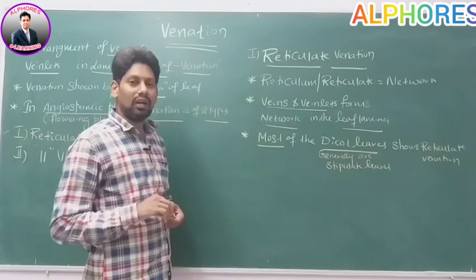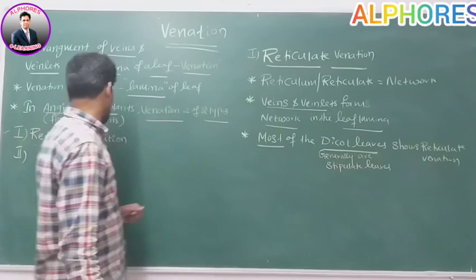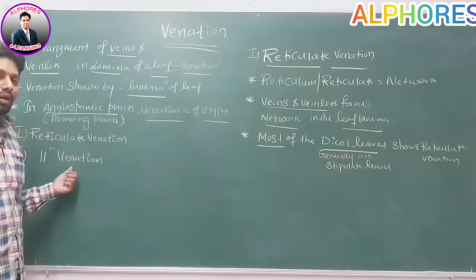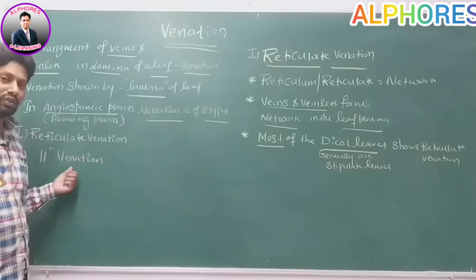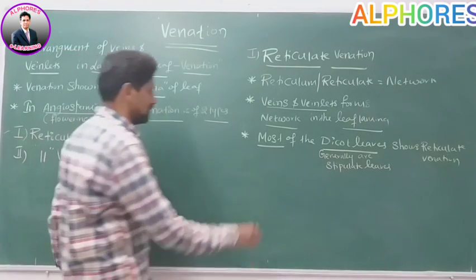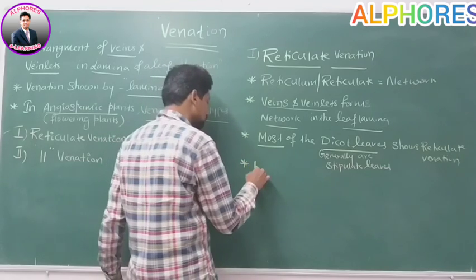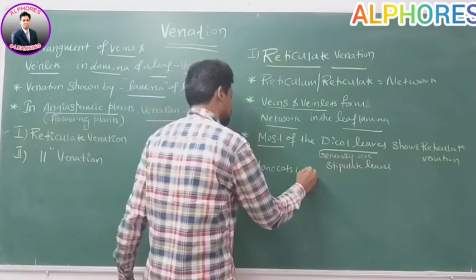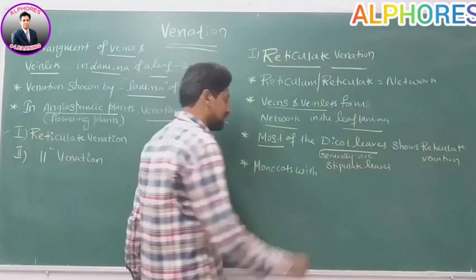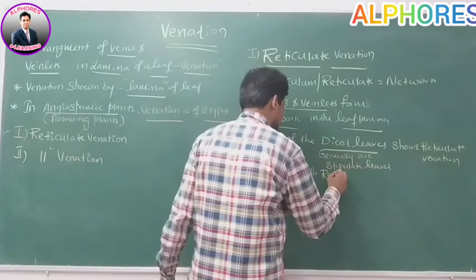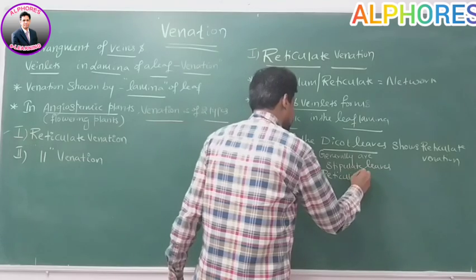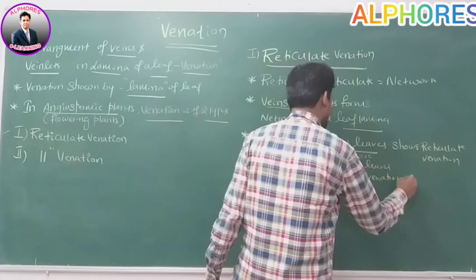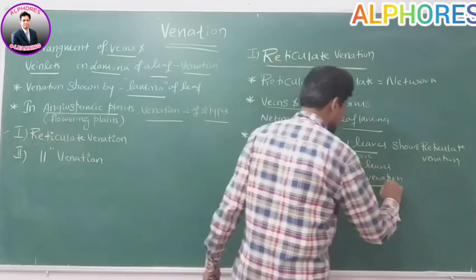Monocot leaves show parallel venation. Monocot leaves means they have to show which venation? Parallel venation. But there are monocot leaves which show reticulate venation. Exceptional case I am writing: monocots with reticulate venation. What are the monocot plants which show reticulate venation, sir?